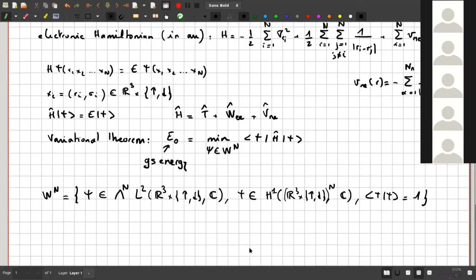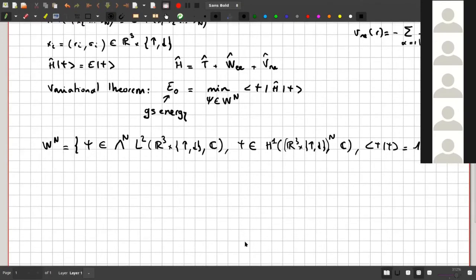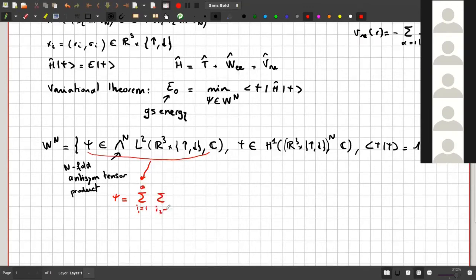Okay, so that looks complicated, but let me explain exactly what this means. So this symbol is the antisymmetric tensor product, or I should say the n-fold antisymmetric tensor product. So this part here, let me write in another color. This part here means that I consider some wave function that can be written in the following way. So I have a sum over some indices, one for each electron. So i1 from 1 to infinity, i2 from 1 to infinity, etc., in from 1 to infinity.